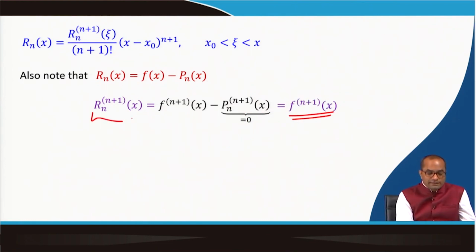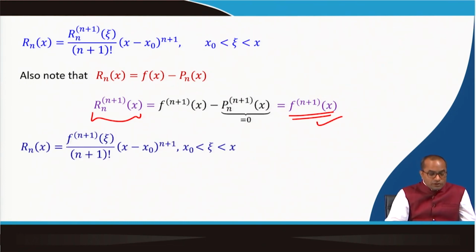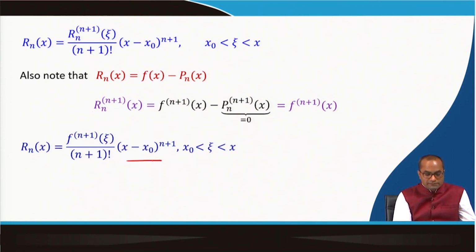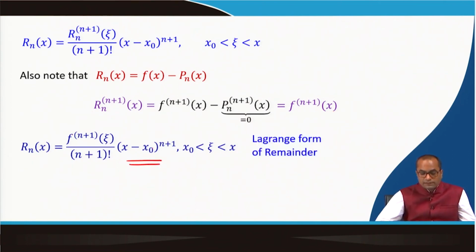So this Rₙ, the (n+1)th order derivative, is equal to the (n+1)th derivative of f. So in this Rₙ(x), we replace this (n+1)th order derivative by the function itself. So we get this one, (x − x₀)^(n+1), and this is called the Lagrange form of remainder.